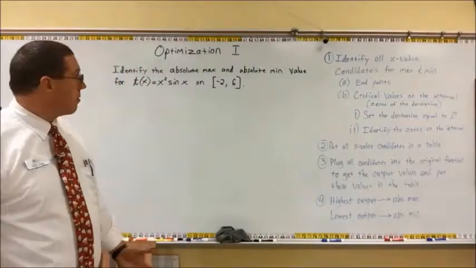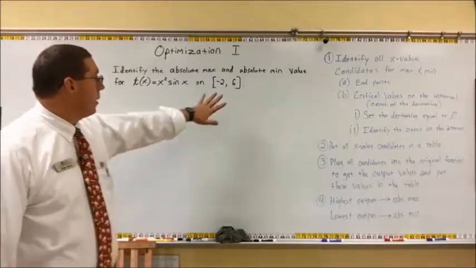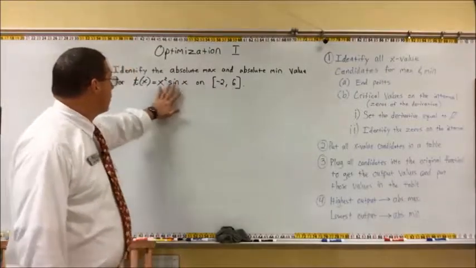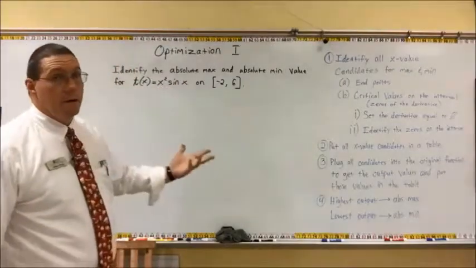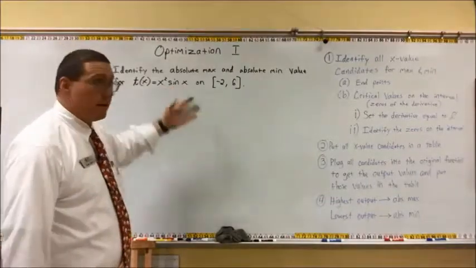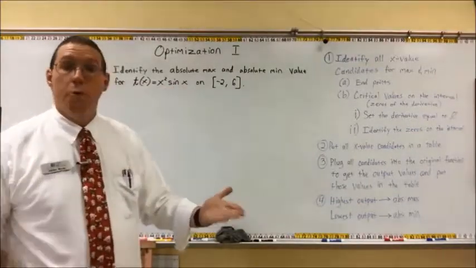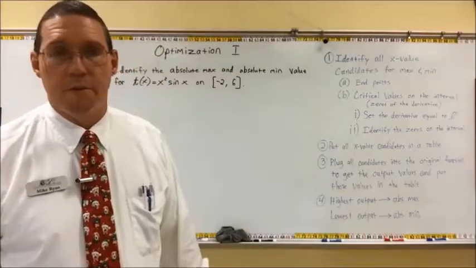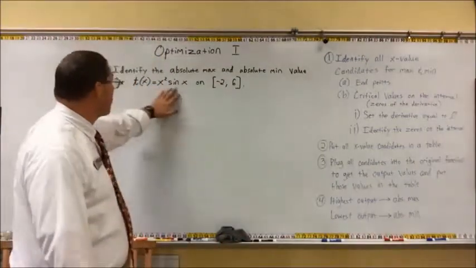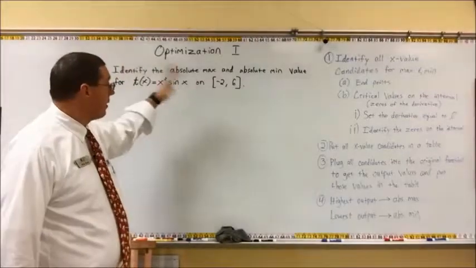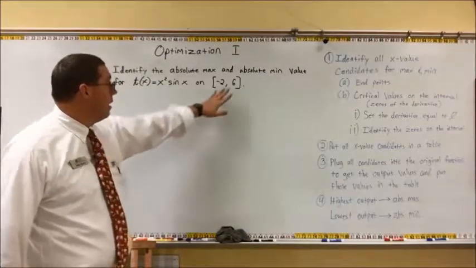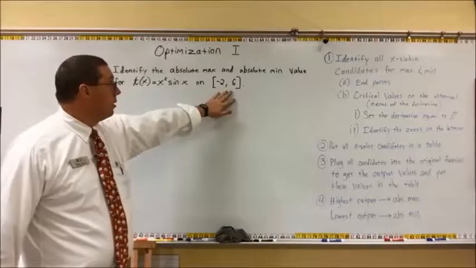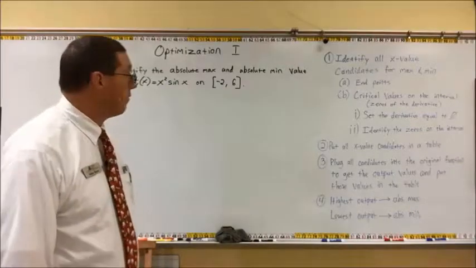All right, this is our last example. Got good news. We got a closed interval here. This function right here, x squared, is continuous. Sine of x, also continuous. When you multiply two continuous functions, that results in a continuous function. So that means that t of x is continuous from negative infinity to positive infinity, and definitely continuous on the closed interval from -2 to 6.